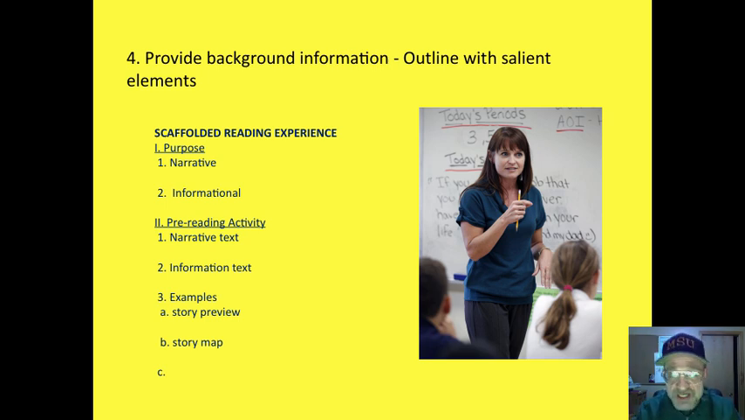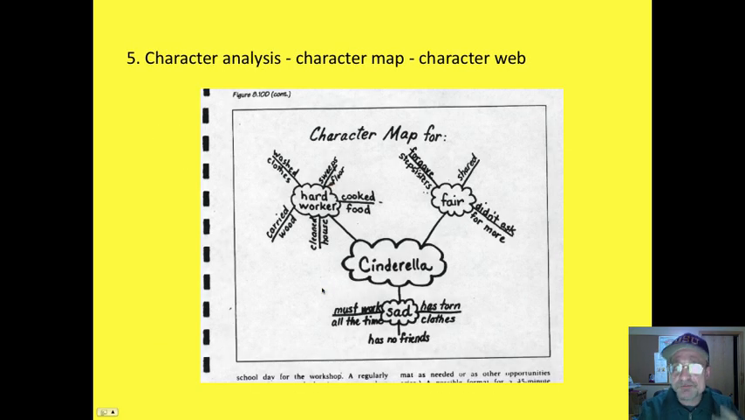You could provide background information. Sometimes it's pre-teaching, other times it's presenting the outline with the salient elements. For instance, here's an example of an outline I might use for a reading on scaffolded reading experiences. We'd have the major headings and subheadings, and then they would take notes as they read. Now, depending on students, if I wanted to provide more scaffolding, I may fill in some of these points. All right? Provide the scaffolding to enable students to read independently.